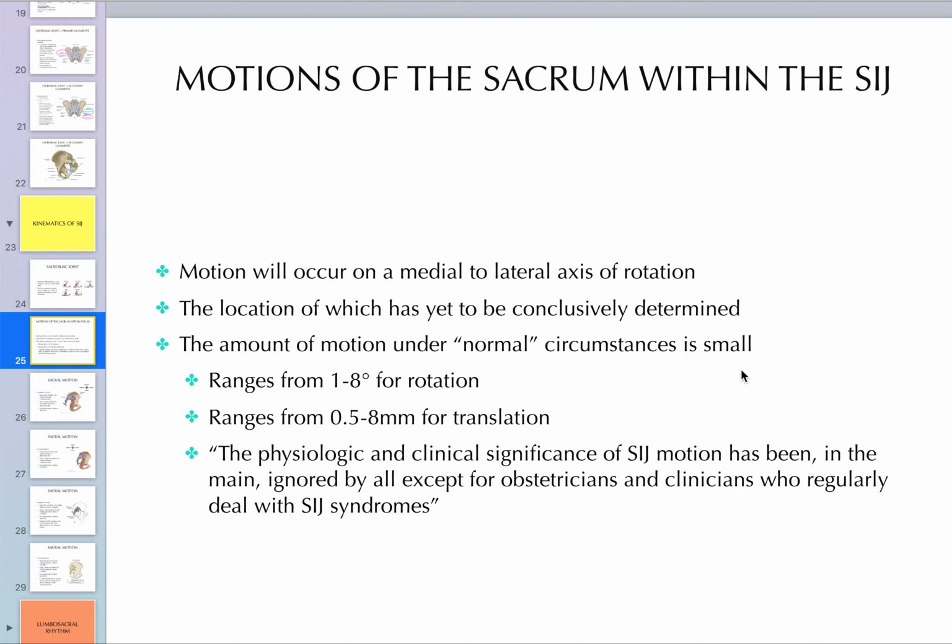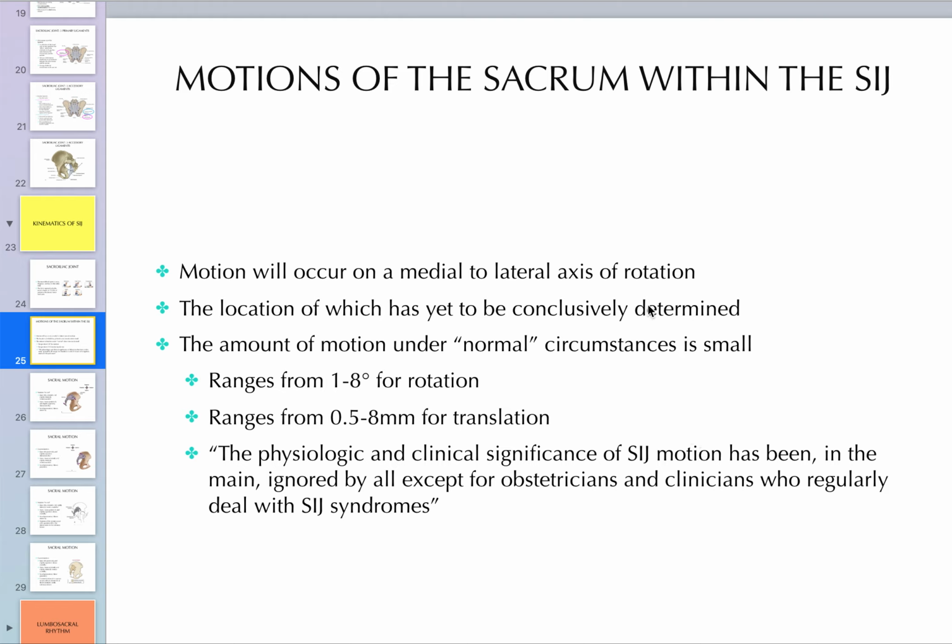So that's why some physical therapy schools argue that it's impossible to assess the motion of the sacroiliac joint with manual palpation, while other schools of thought think that you can actually palpate the sacroiliac joint. It really depends whose research you look into. But the typical range of motion for sacral rotation would be 1 to 8 degrees of total rotation. So that's pretty small, right? And it ranges from 0.5 to about 8 millimeters of translation.